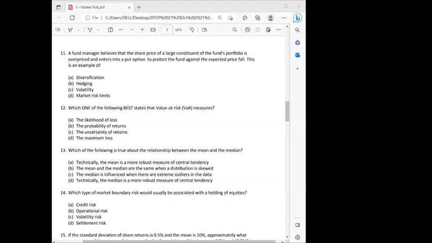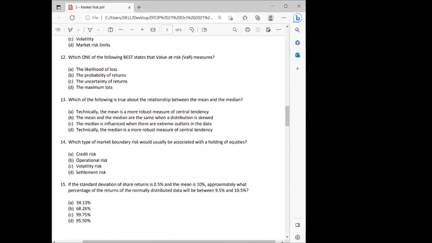The maximum loss, D. So I think 8 respondents out of 9 have given the correct answer. So one is out. Right, let's go to the next question. 13.